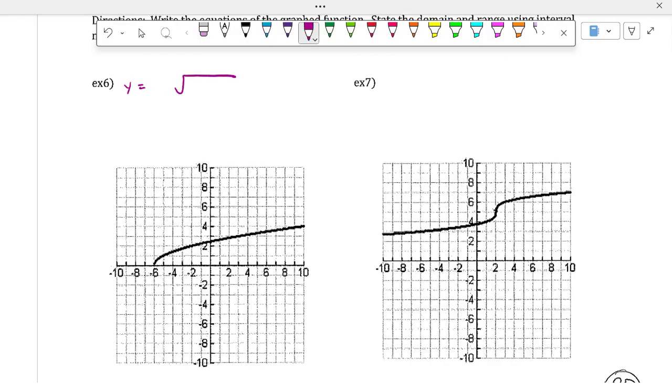Now, my recommendation, take a minute, graph the parent function of the square root. So that'll be 0, 0, 1, 1, 4, 2, 9, 3. I don't know why I put 8. So it looks like this.